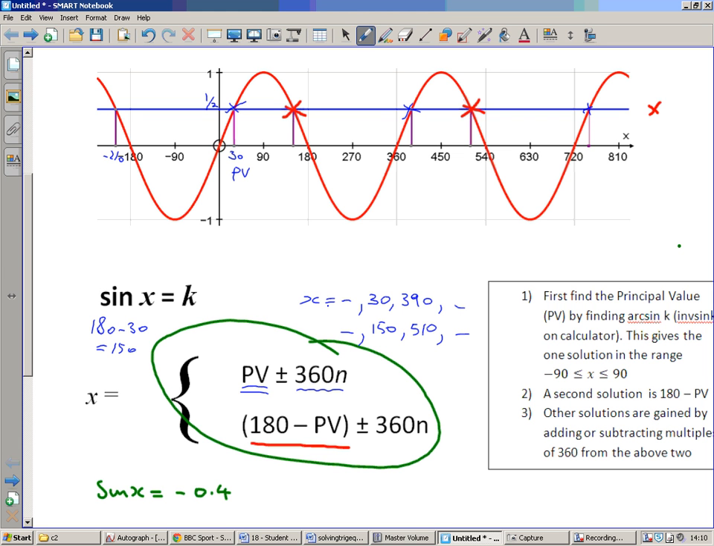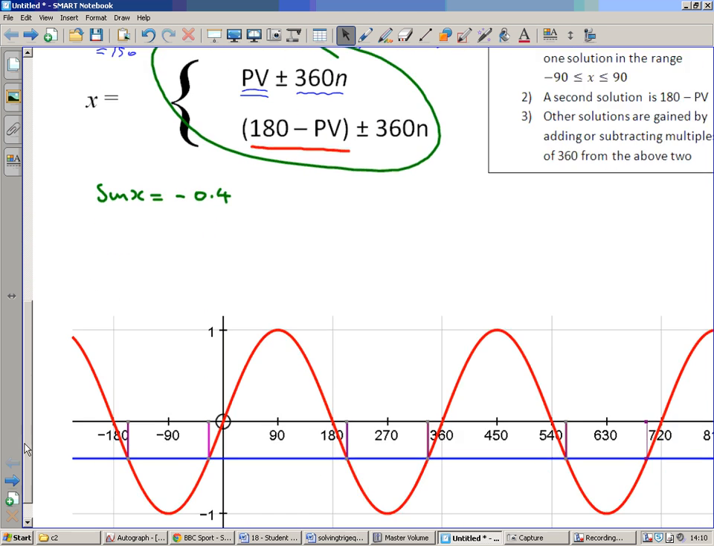Of course, there are negative solutions as well. For example, this one, we could get by doing 180 minus a principal value, that 150 here, and then taking away 360 to get this one here. Of course, you could get these from the graph, but this method can be a little bit quicker.